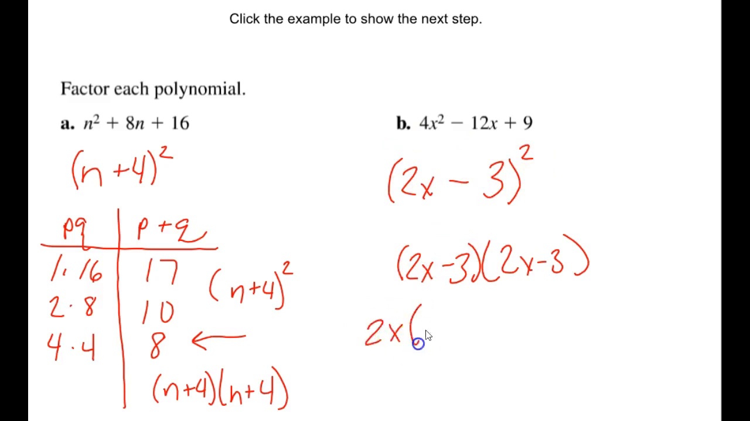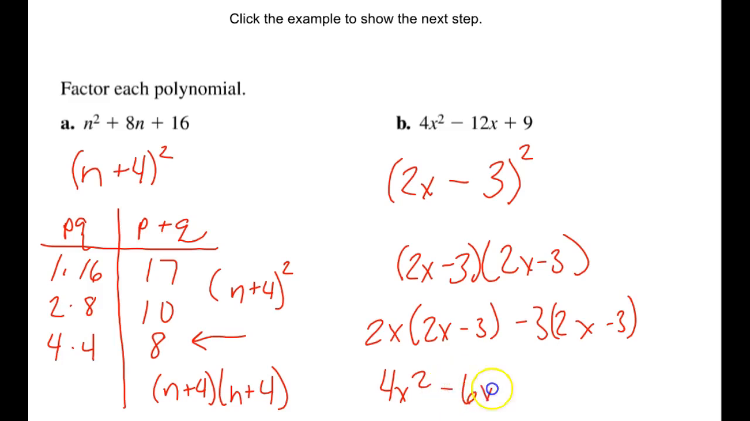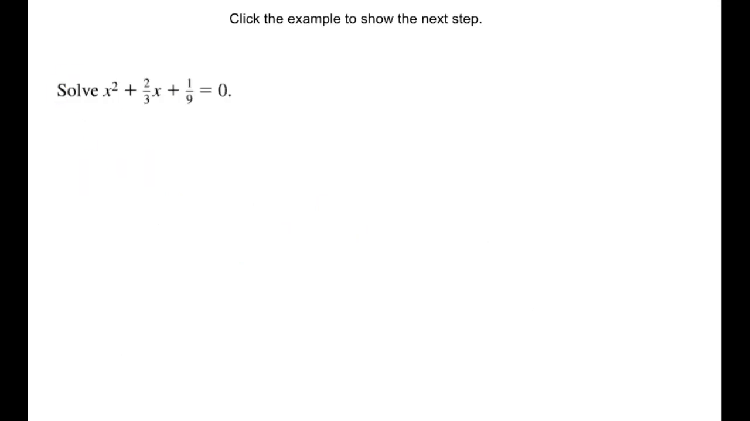So I've got 2x times the quantity 2x minus 3, minus 3 times the quantity 2x minus 3. Let's try it. 2x times 2x is 4x squared. 2x times a negative 3 is negative 6x. Negative 3 times 2x is negative 6x. Negative 3 times negative 3 is a positive 9. So then these two middle terms combine to our negative 12x. I notice here that I end up with the same thing that I started with, so I know my factoring was correct.